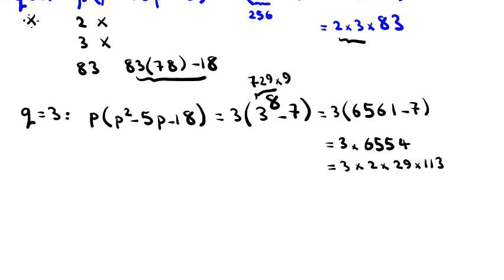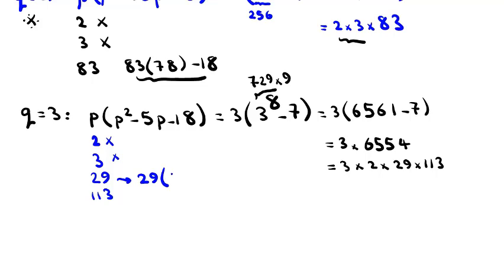P can be only, let me write possible cases. P can only be 2, 3, 29, 113. If you place 2 and 3, it's obvious here it will be negative. For 113 here, it will be a large number greater than this like previous time. So we will check 29.